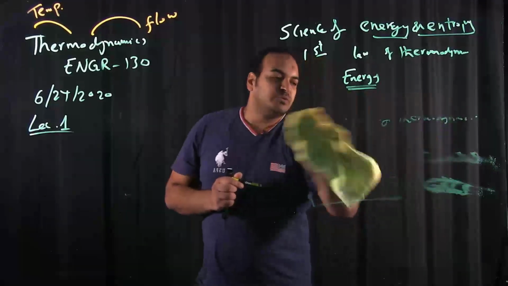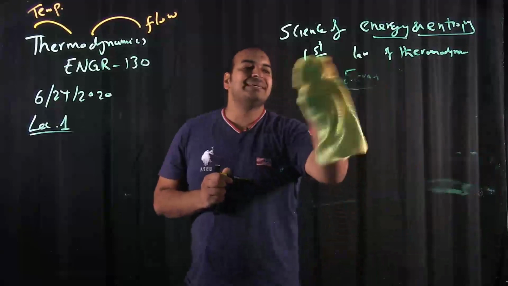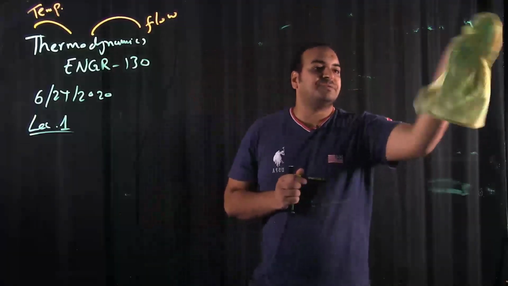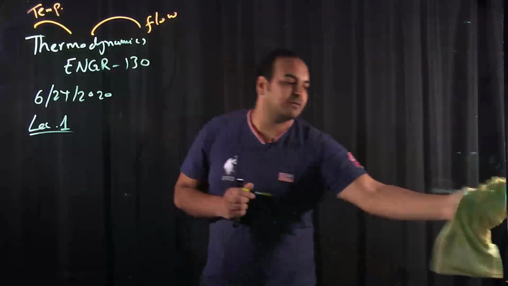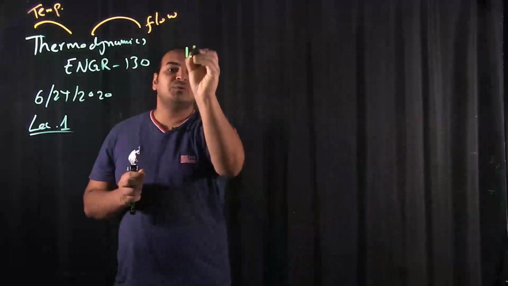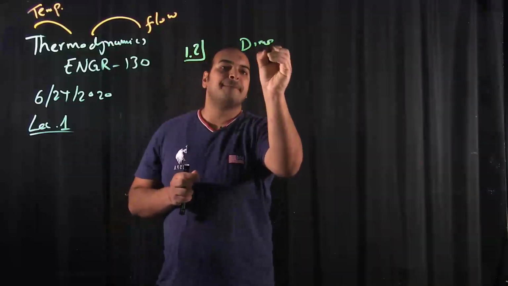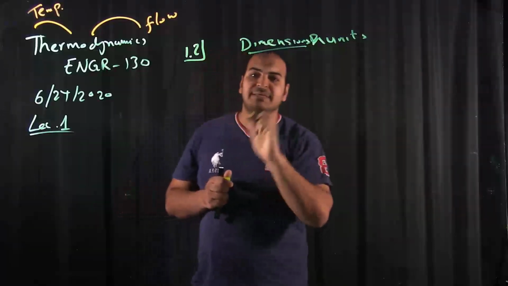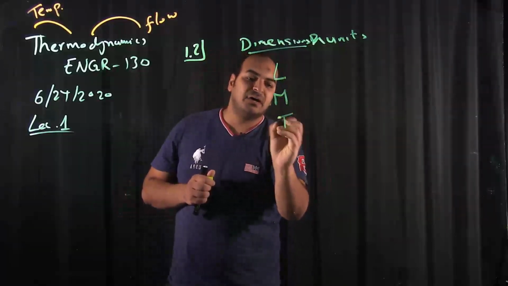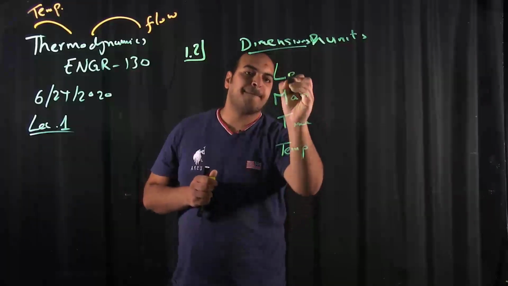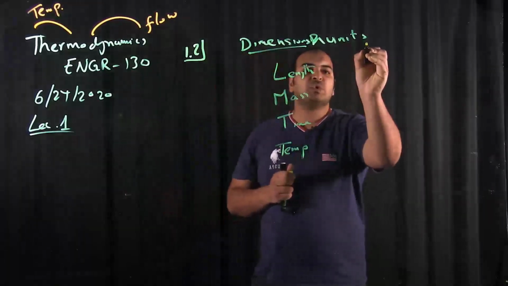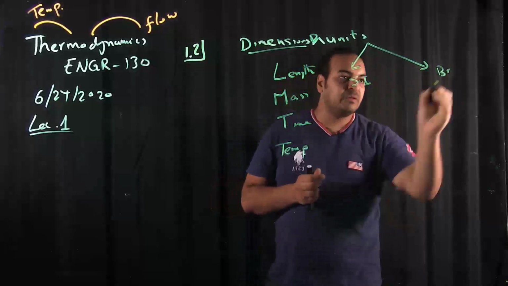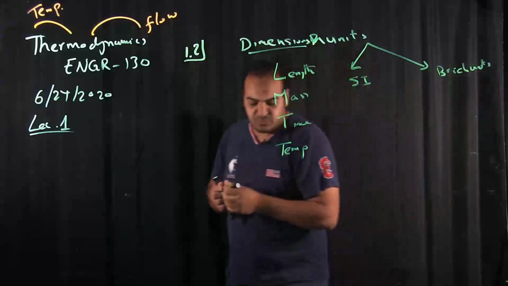In section 1.2, we talk about dimensions and units. We have 4 basic dimensions: length, mass, time, and temperature. For units, we have 2 schools, 2 languages: SI units and British units. Just 2. We are happy that we only have 2.